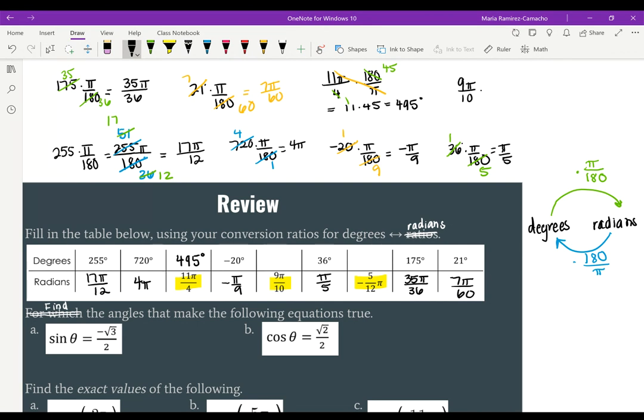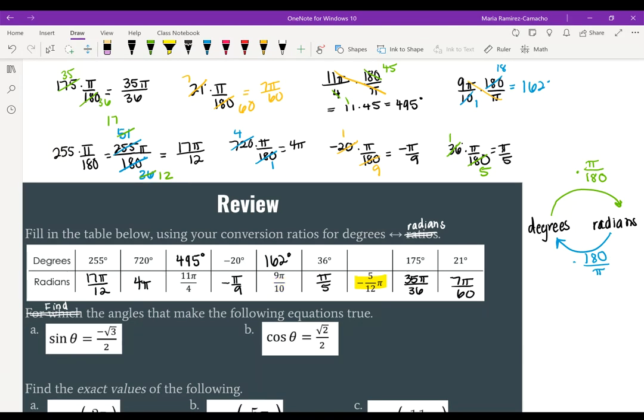9 pi over 10 times 180 over pi. Those pi's cancel out. 10 goes into 10 once. 10 goes into 180 18 times. That's just 9 times 18, which is 162. So I'm adding that to my table, 162 degrees above the 9 pi over 10.